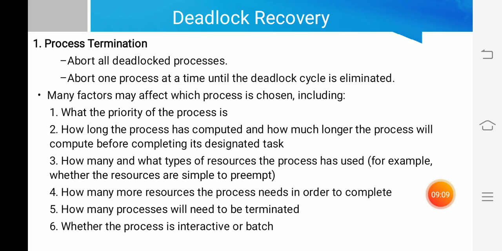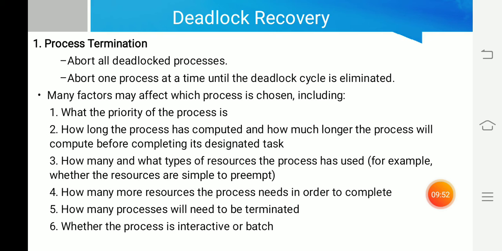The second is how long the process has computed and how much longer the process will take before completing itself. For example, process 1 has completed 75% of its task and process 2 has completed, for example, 65% of its task. So you can choose to abort the one which is maximally completed, or the one which is lesser completed. In this example, we can abort process 2, which has the less completed task.